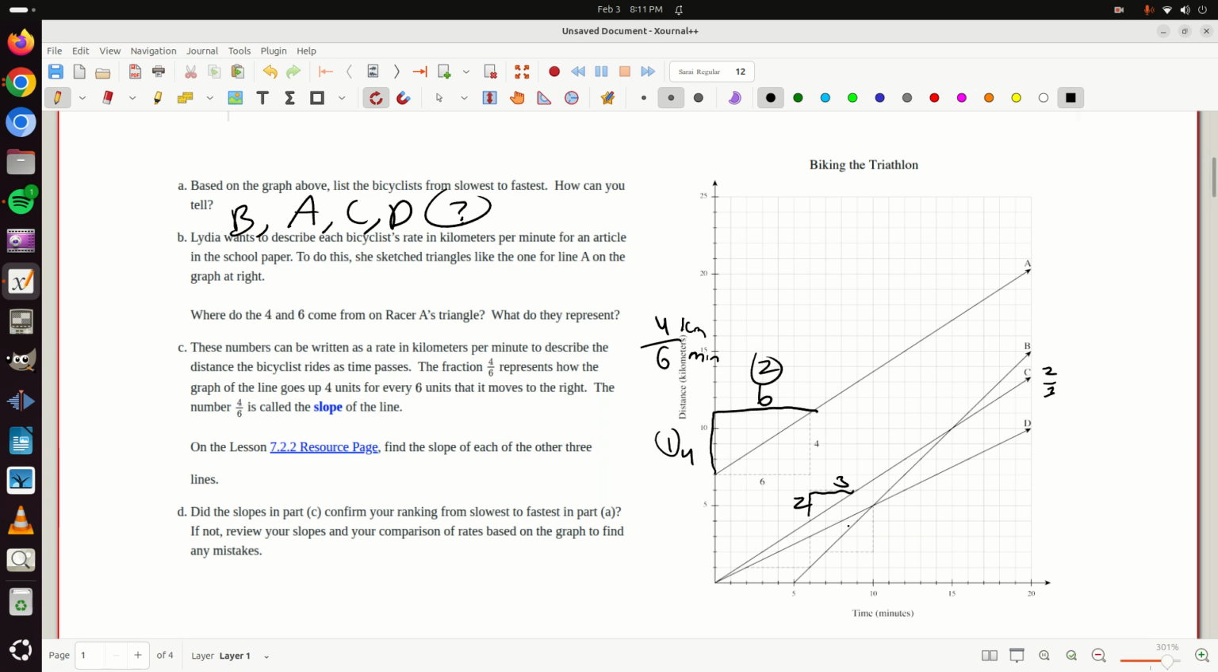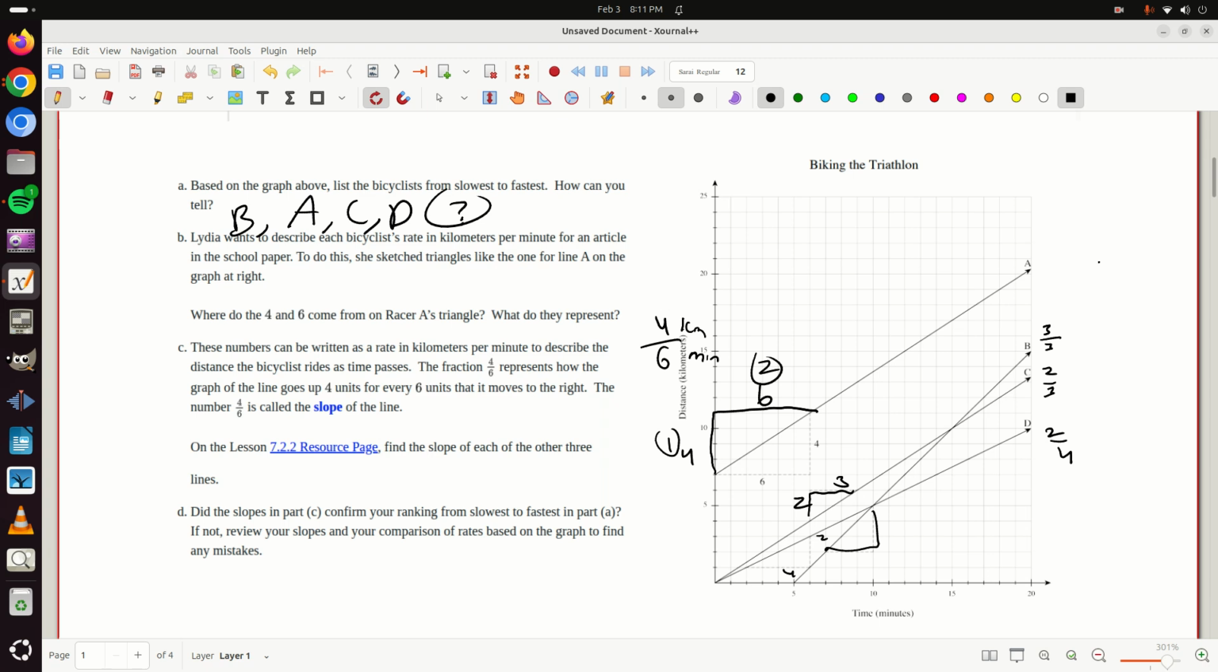For B, it looks like it's going to go up 3 and over 3. So 3/3. And then for D, it looks like we're going to get up 2 and over 4. So 2/4. So did the slopes confirm what I thought?